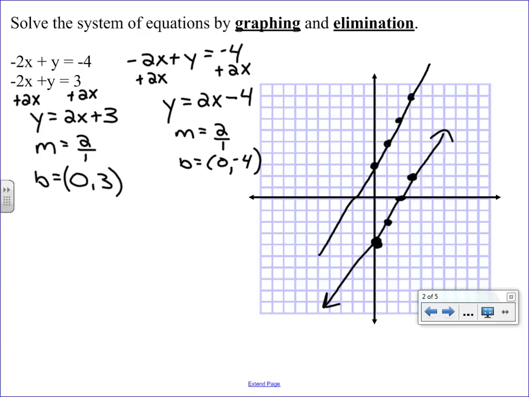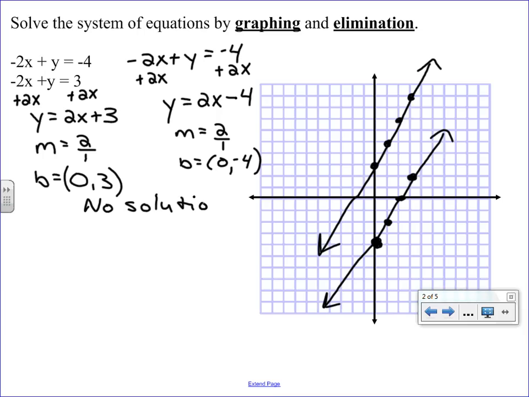Because these two lines have the same slope, they are actually parallel. And you don't write parallel as your answer. Remember, we're looking for the point where the two lines intersect. So since they are parallel and will never intersect, the answer is no solution.